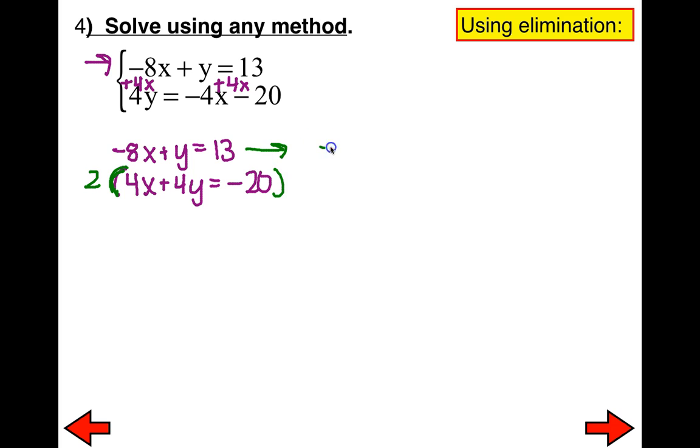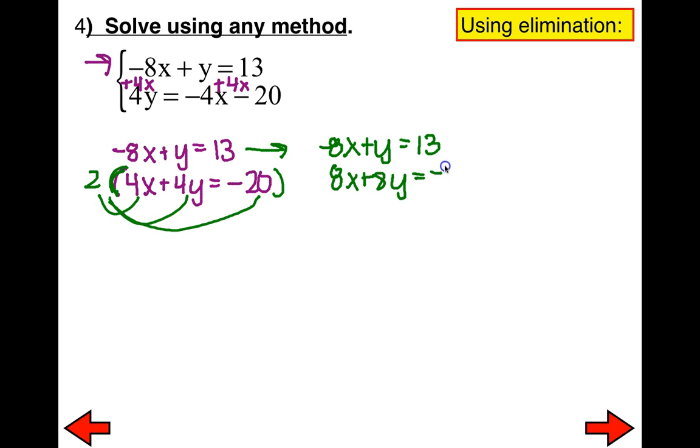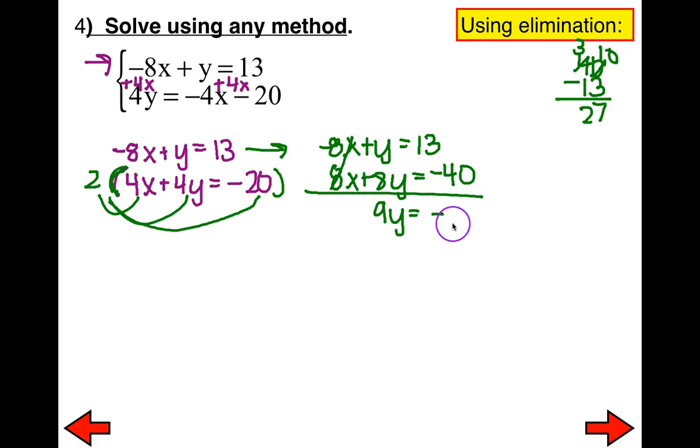So the first one's going to stay the same. We have negative 8x plus y equals 13. Now here we have a positive 8x plus 8y equals a negative 40. So now that leaves us with 9y equals a negative, let's do some side work, 40 minus 13. We're going to borrow. It's going to be 7 and a 2, so it's 9y equals negative 27. Divide both sides by 9, and I'm left with y equals negative 3.